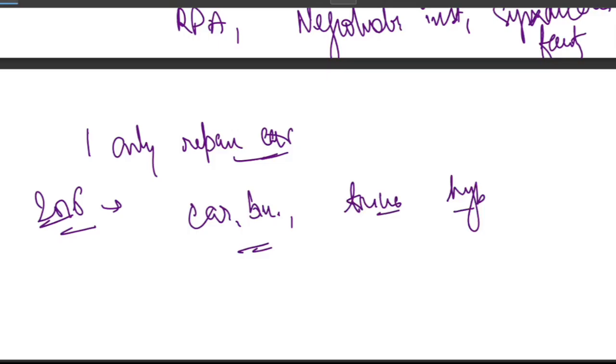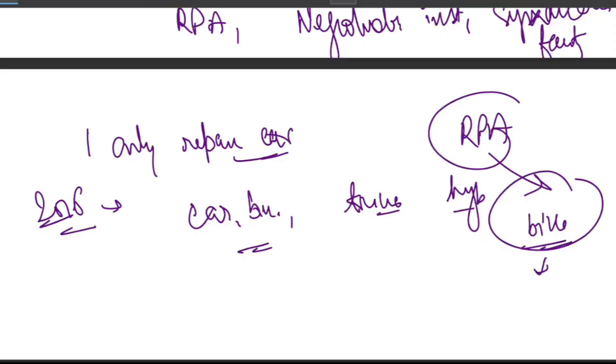So that is risk purchase agreement. RPA is like a bike, right? Earlier not allowed, now allowed under the new rule. That was the difference, right?